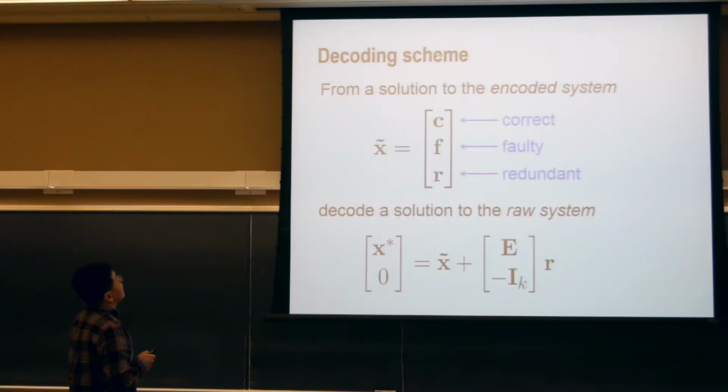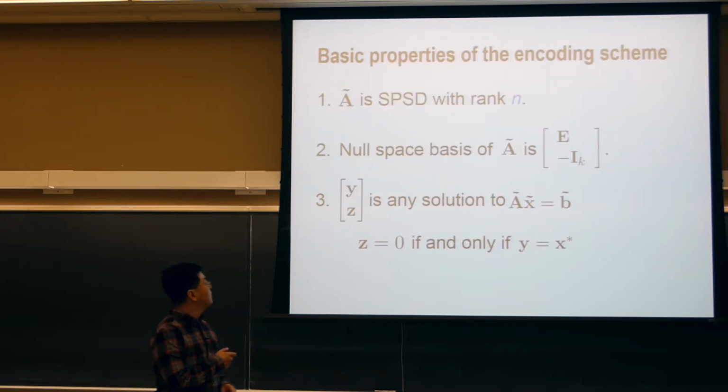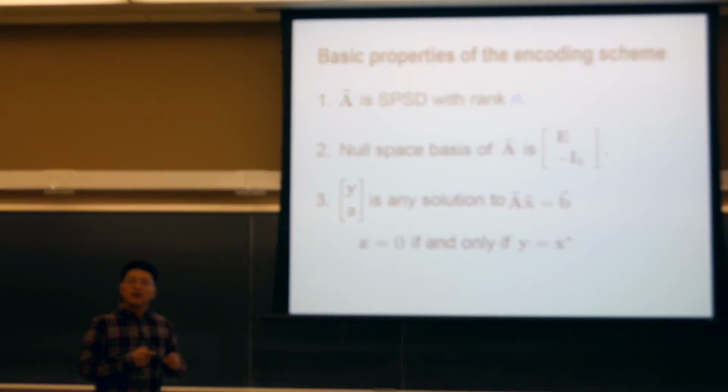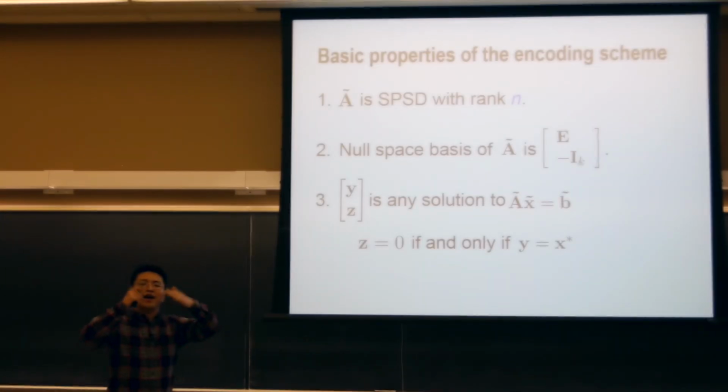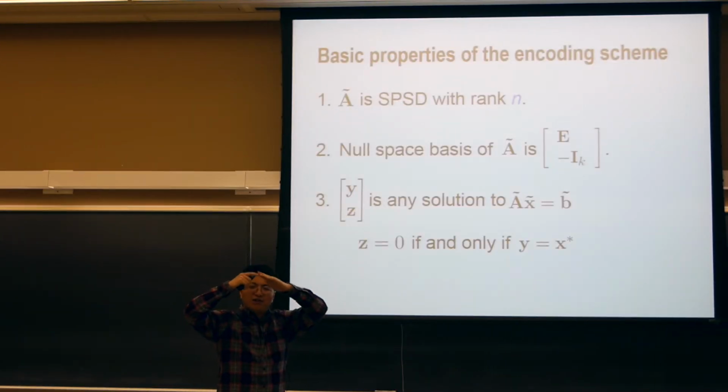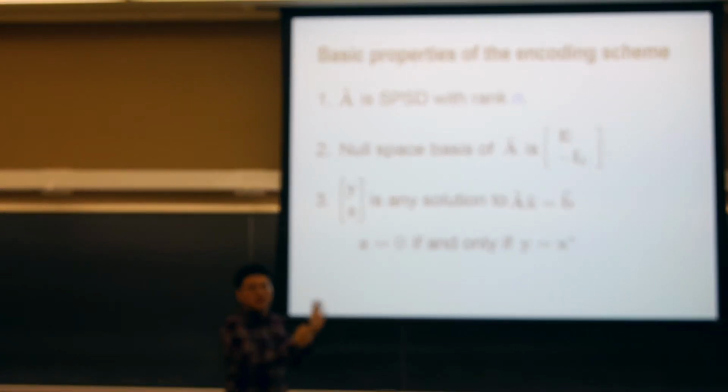So now we describe how we decode. Quick question: so the augmented system is SPSD. Is that assuming that A is? Yeah, assuming A is SPD. Okay, cool. Right. So all the discussions are based on A being SPD, and we will use conjugate gradient on the encoded system because, although it is rank deficient, this encoded system is still consistent. So we can still apply CG to it.